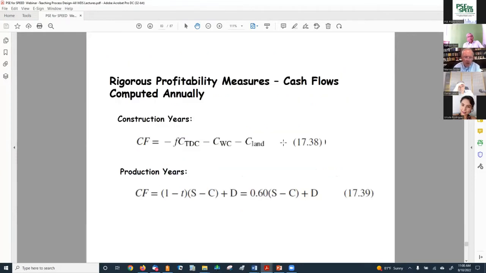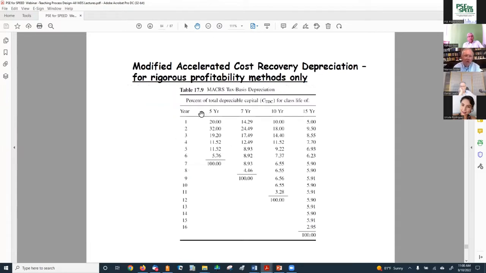These things are needed. Then when we go to the rigorous profitability measures, we have to be concerned with cash flows every year in the construction years and in the production years. Again, I'm going to skip over that. And we have to know how to depreciate. In the United States, it's the modified accelerated cost recovery depreciation. And we have a 5-year schedule, 7, 10, and 15 years. Most everybody uses 5 years. We teach the students how to do that.